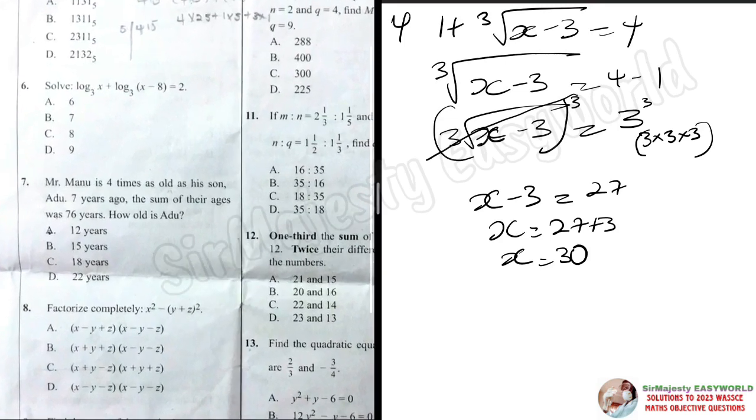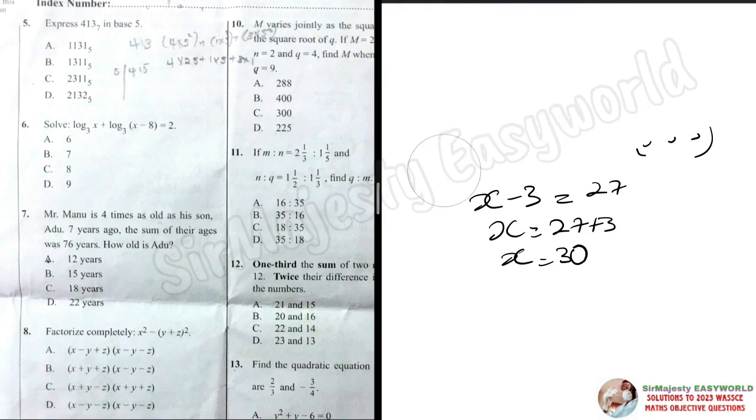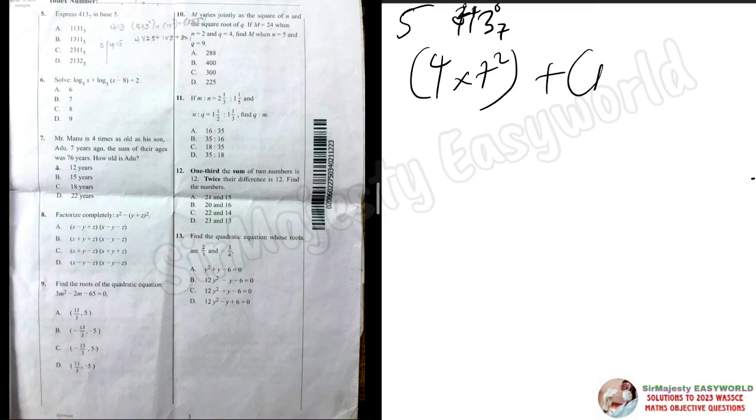So number 5. We're going to express 413 base 7 in base 5. So this will be number 5. So let's convert 413 base 7 first to base 10. So that will be 4 times 7 raised to power 2 plus 1 times 7 raised to power 1 plus 3 times 7 raised to power 0.